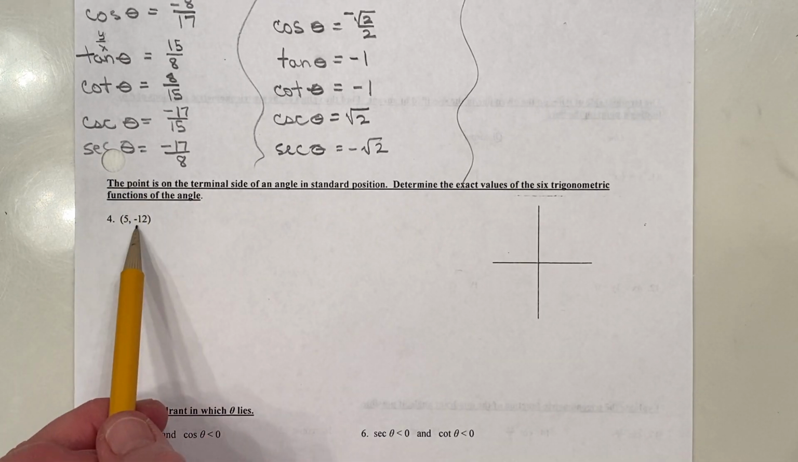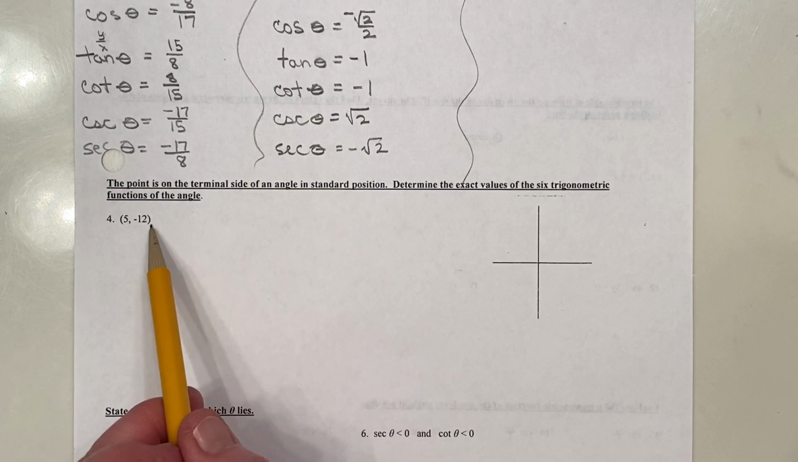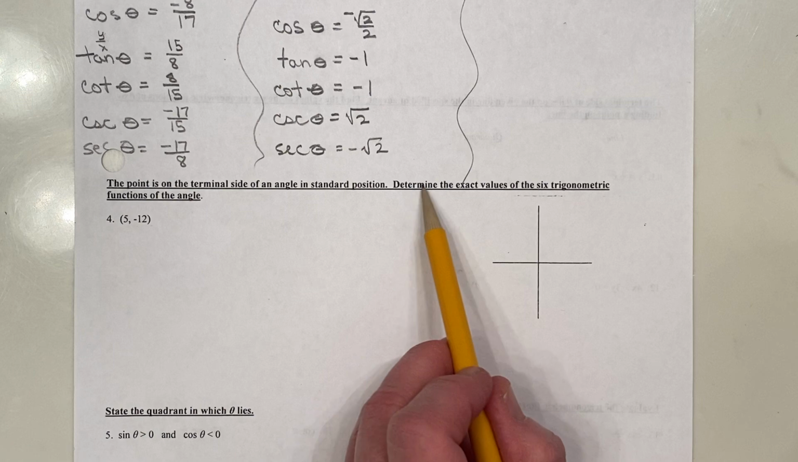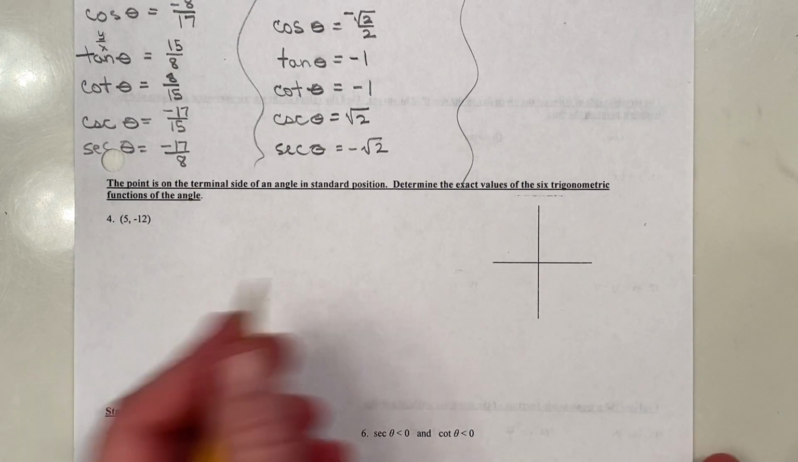It's telling us that this point is on the terminal side of an angle in standard position. Well, this looks like the same type of problem we just did. Determine the exact values of the 6 trig functions. It is exactly the same. We'll just go ahead and set up the triangle in the appropriate quadrant, and then we'll walk away from the trig values. You can do the same, but if you want the practice, you can do it, and I'll share the key in a minute.